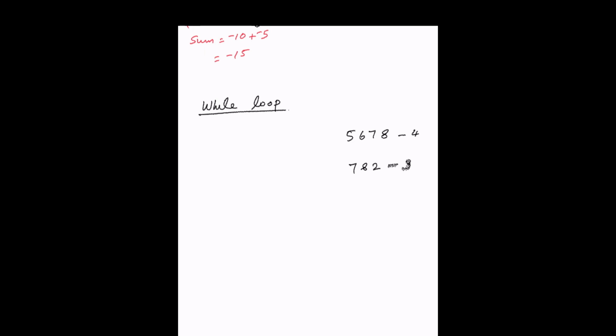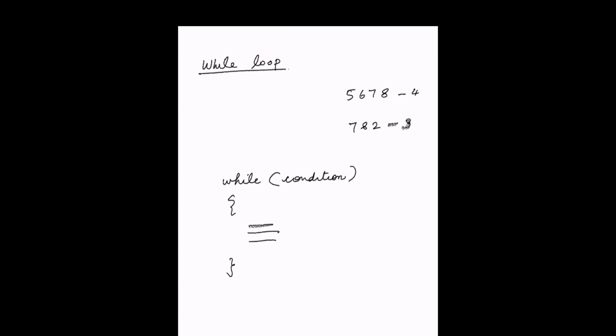Okay, there is no hard and fast rule that you should use while loop only when you don't know how many times it should be executed. Generally we go to for loop if we know the number of times that the loop has to be executed. And you go to while loop when you are not sure about how many times the loop should be executed. While loop would be like this. While condition, okay, the statements to be executed, and close the while loop. This is how the syntax of the while loop would look like.